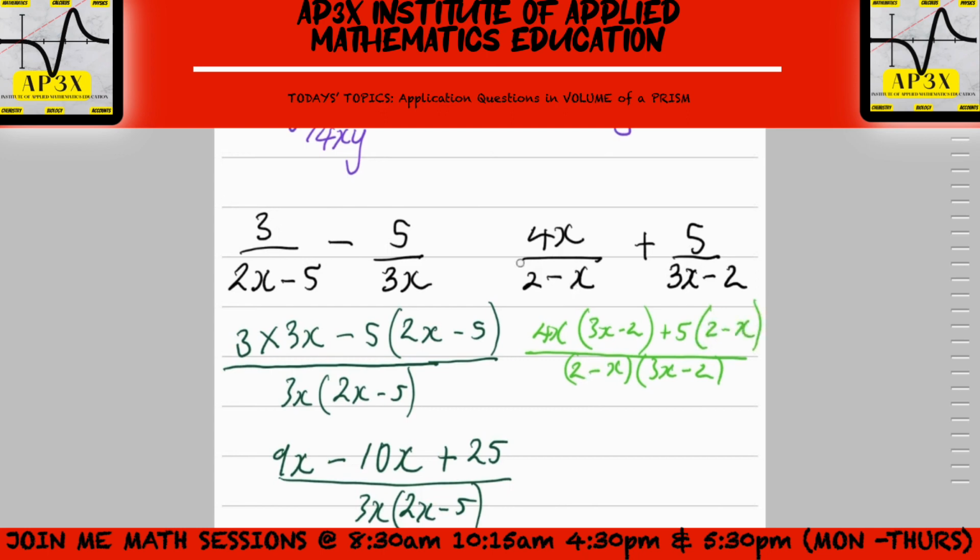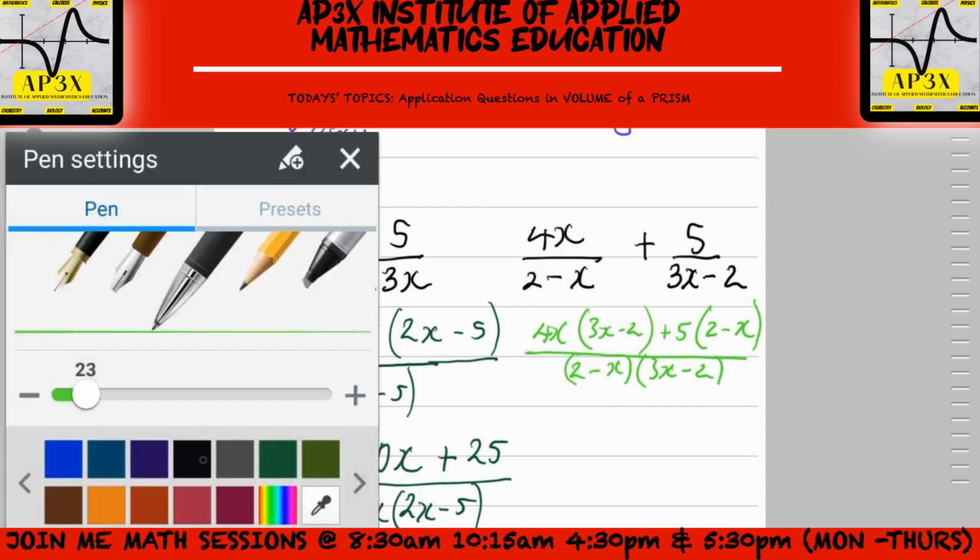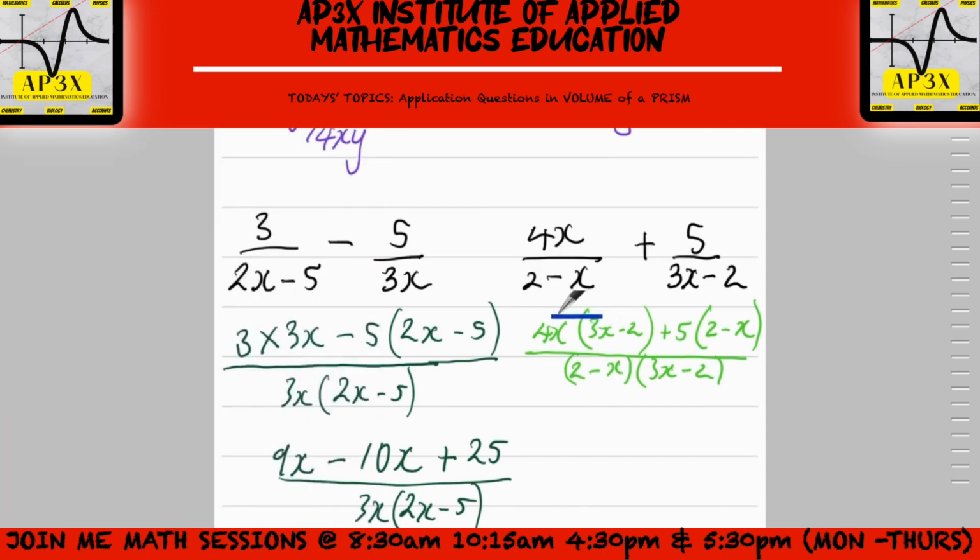All right, now we can go ahead and we can distribute the terms here. So the 4x gets distributed with the 3x, and the 4x gets distributed with the minus 2. The 5 gets distributed with the 2, and the 5 gets distributed with the minus x here. Lots of students tend to always distribute, but only distribute once. Once again, guys, as a reminder, when you're distributing, remember that whatever is on the outside of the bracket must be distributed with whatever is inside the bracket, however many terms there may be.